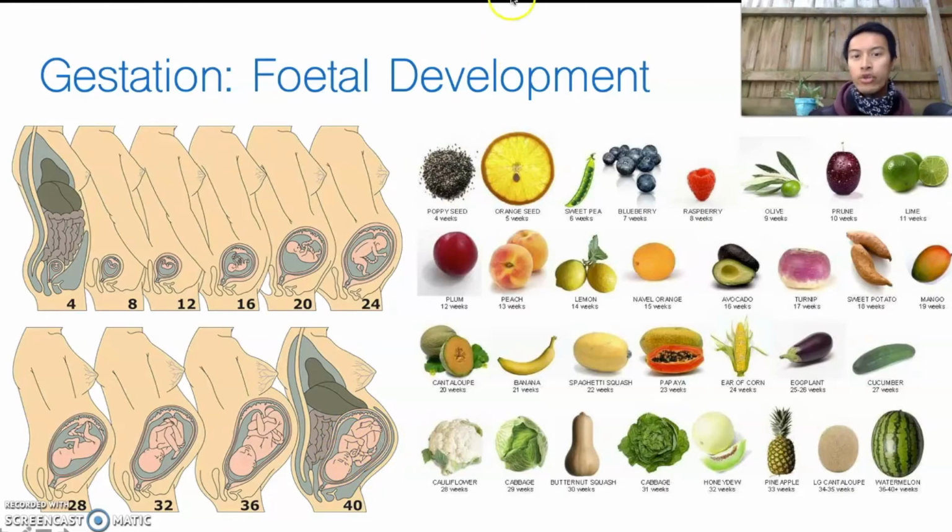If you were to compare it to kind of like a fruit, if you will, then at 4 weeks it's probably the size of a little poppy seed, but by the time it gets to 40 weeks, you can see it's pretty much the size of a watermelon, and then the female has to give birth to it. So it's pretty phenomenal, yeah.